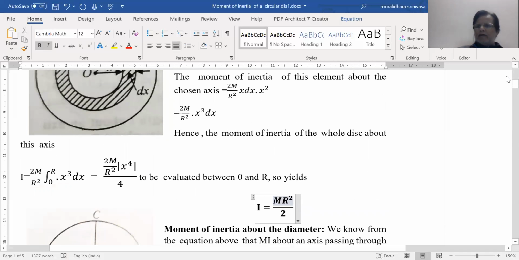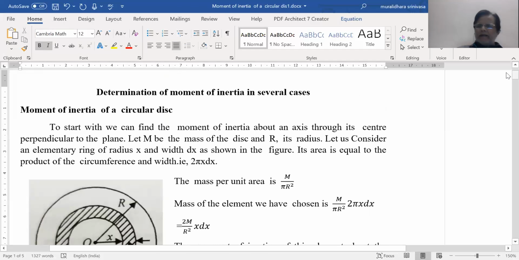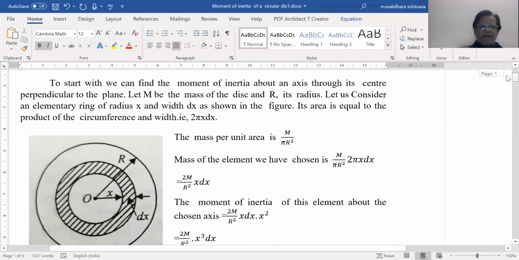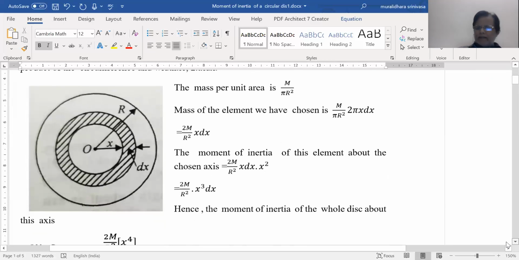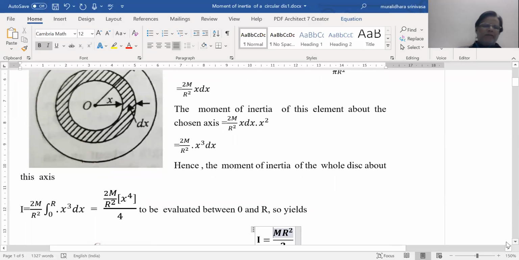It is simple, note the idea. In each case we follow the same idea. First we take the disk and find the mass per unit area, then we choose a small element and find the mass of that element, then the moment of inertia of that element about the axis of rotation, and ultimately integrate that between suitable limits to get the moment of inertia of the whole disk.